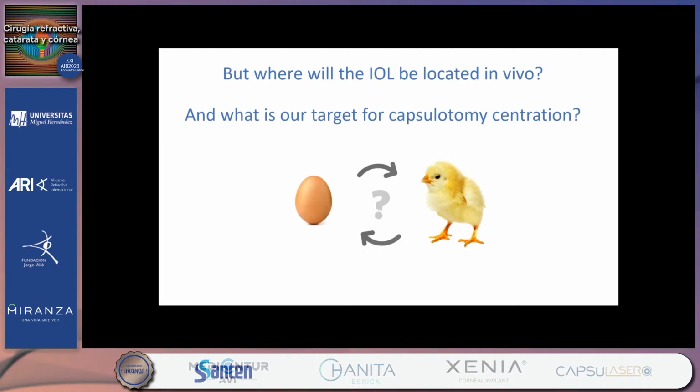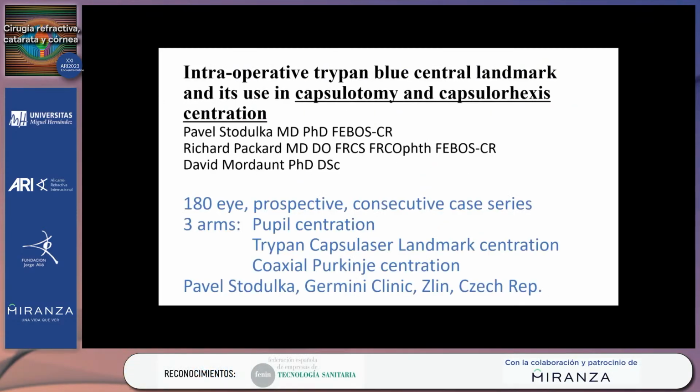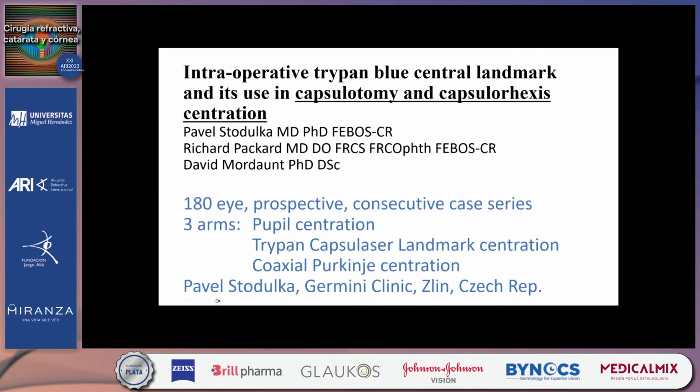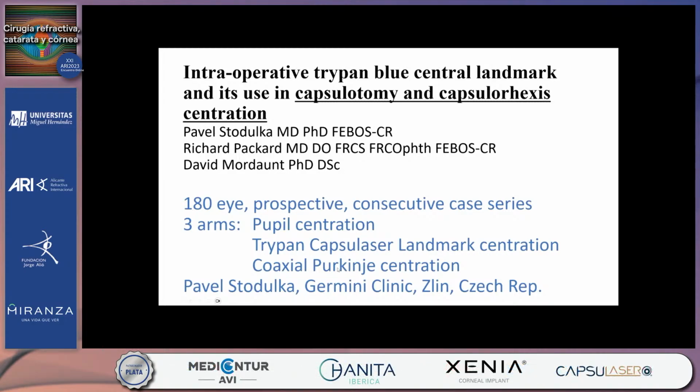So the only real way to address this is with a little bit of intelligent thought, looking at all the options and conducting a clinical study to see what plays out. So this is a 180i prospective case series. We have 3 arms: pupil centration, Trypan capsular landmark centration, which Pavel talked about earlier, and the coaxial Purkinje image as our centration landmark.